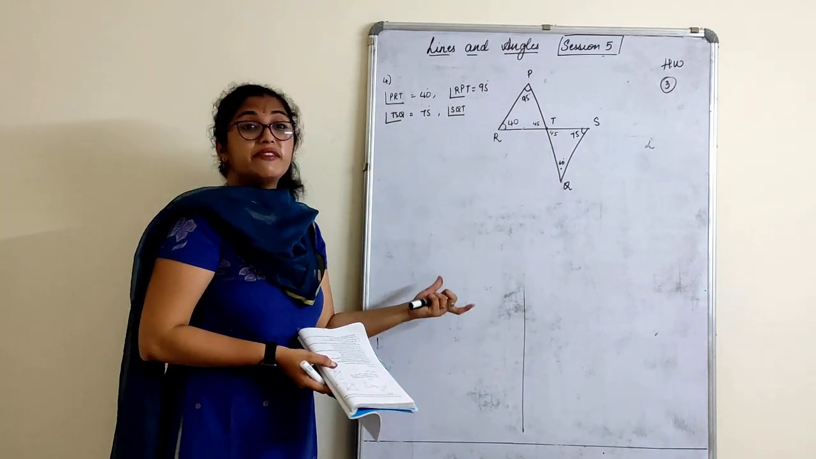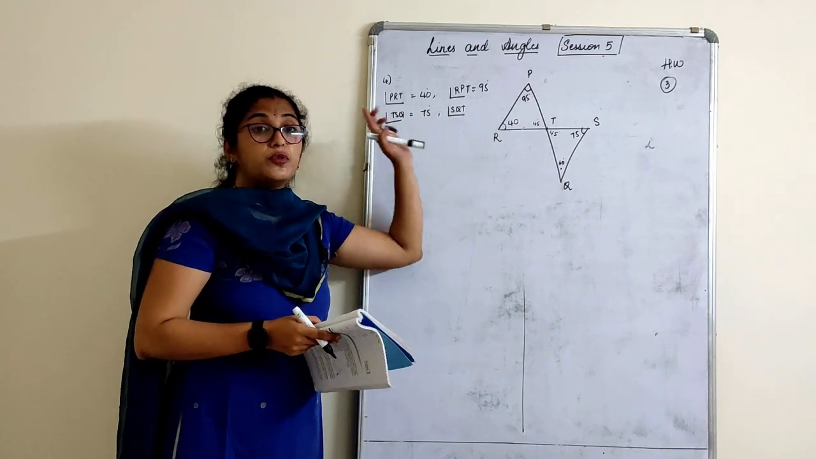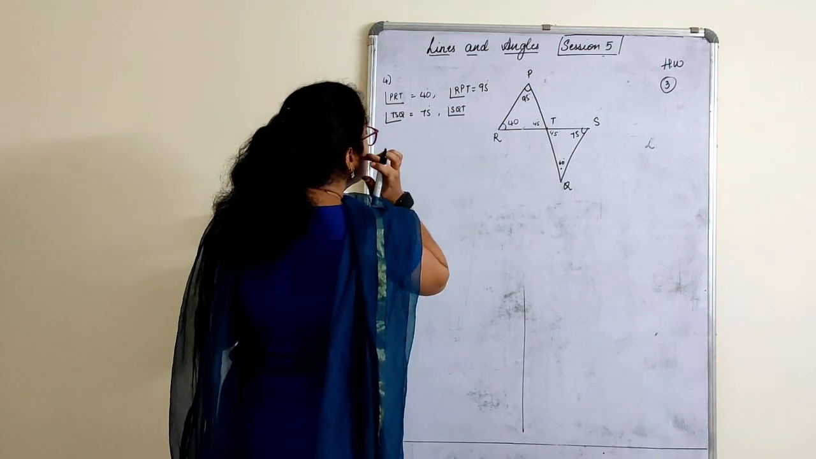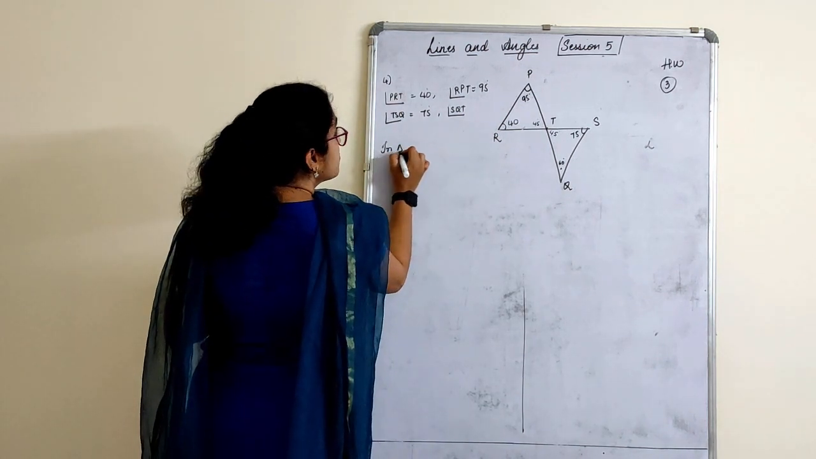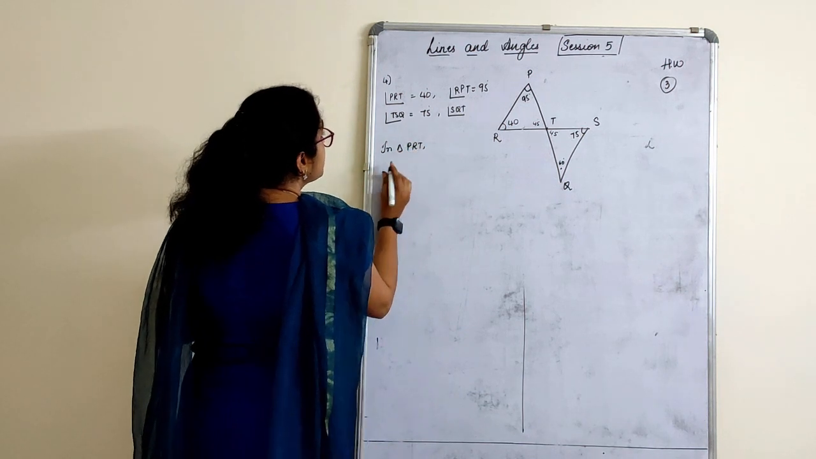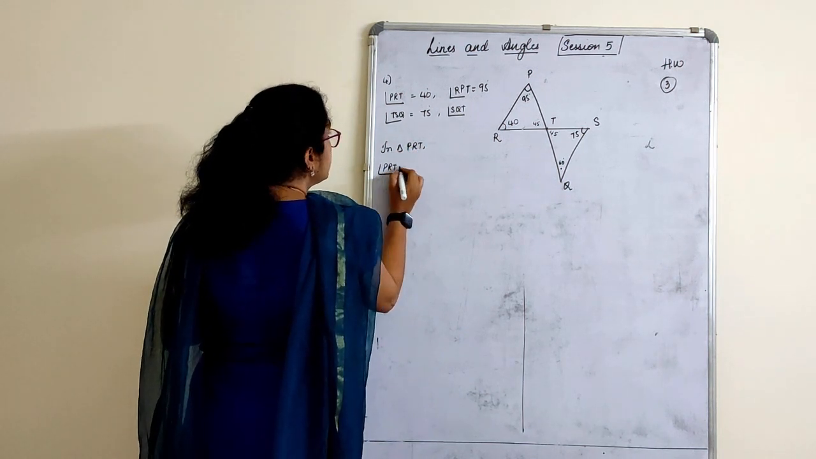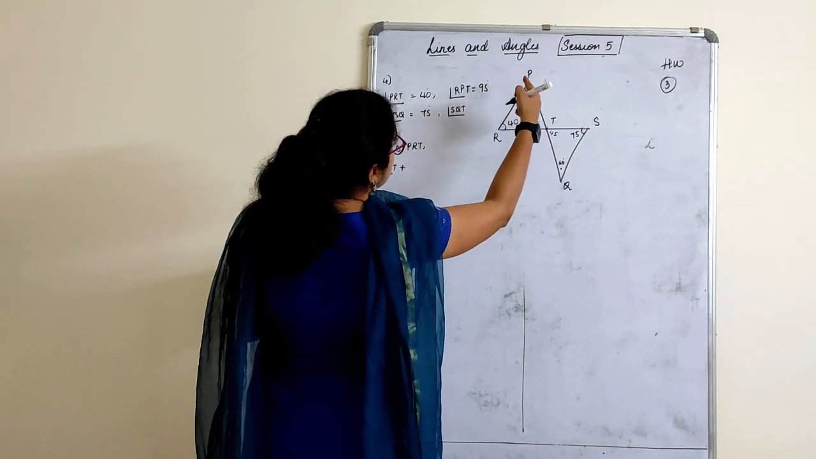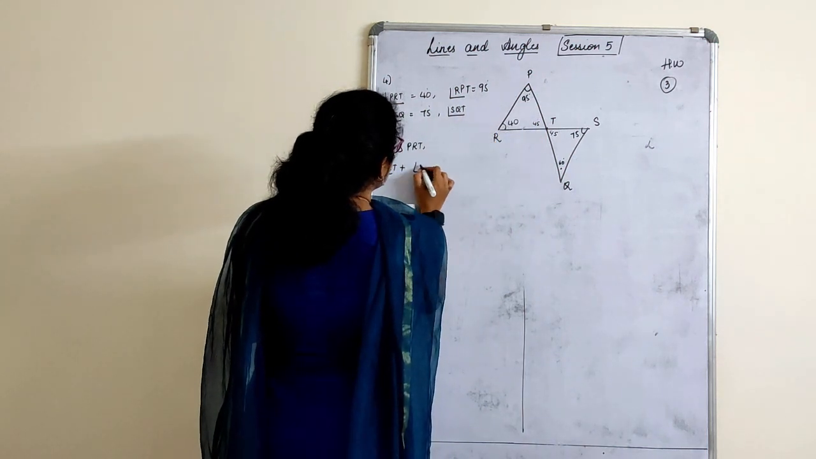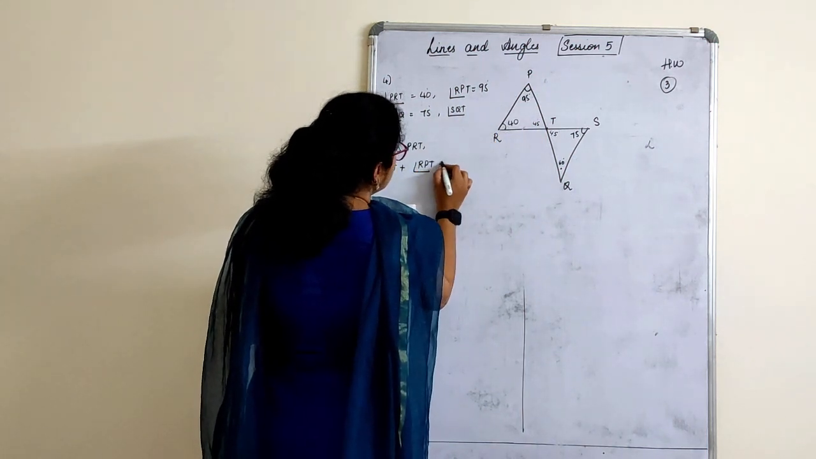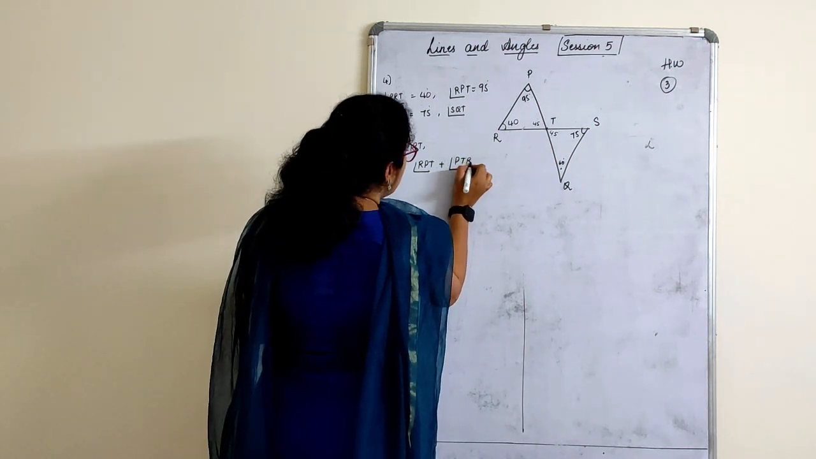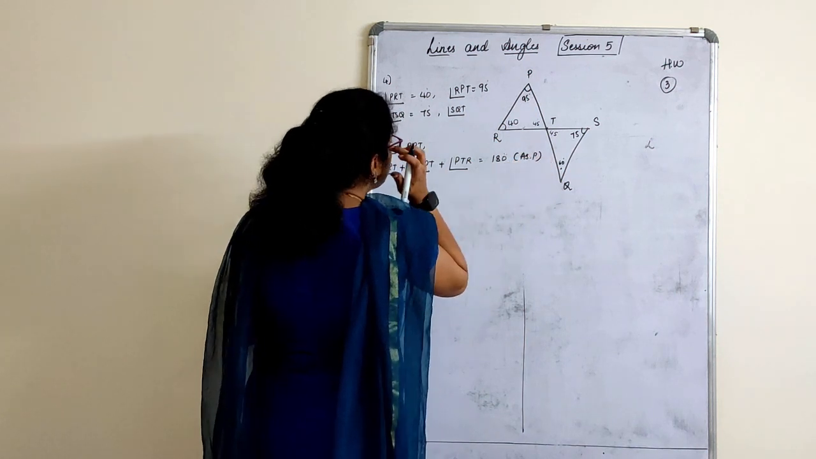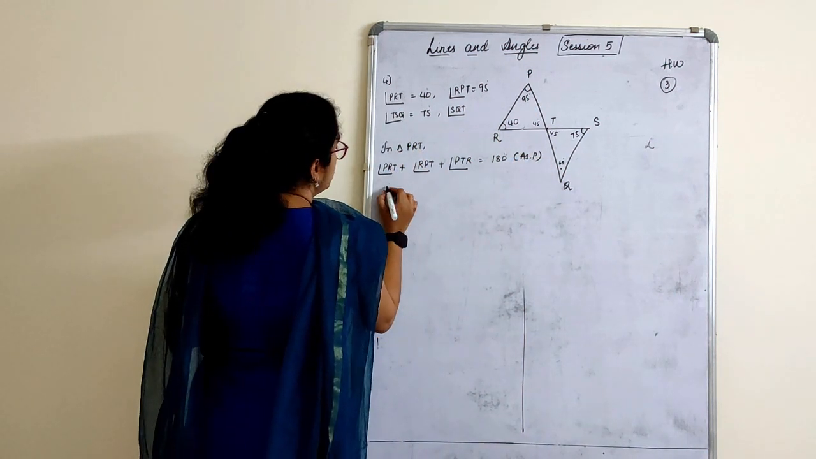That means writing it here will be very simple. This is how you have to give an approach to the sum and then start. Let's quickly start with this. So in triangle PRT, angle PRT plus angle RPT plus angle PTR is equal to 180. Reason? Angle sum property.